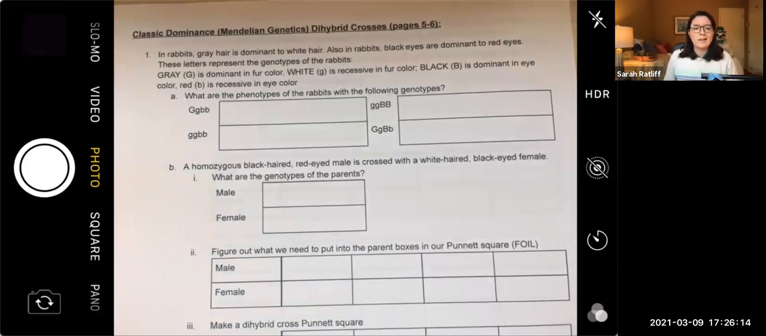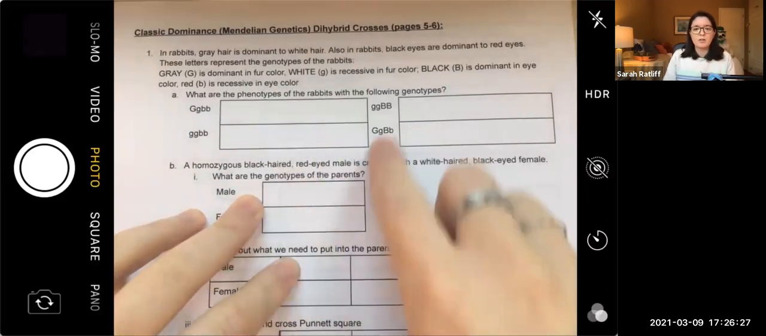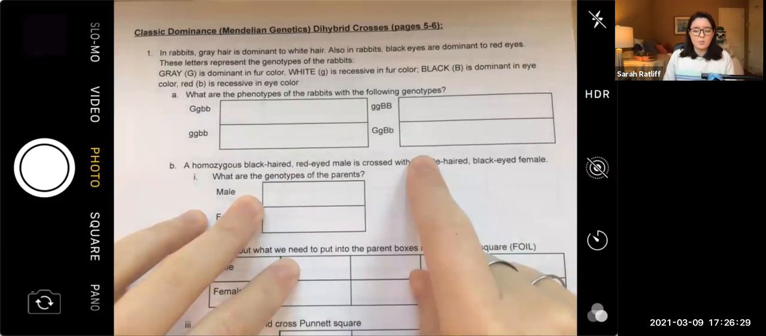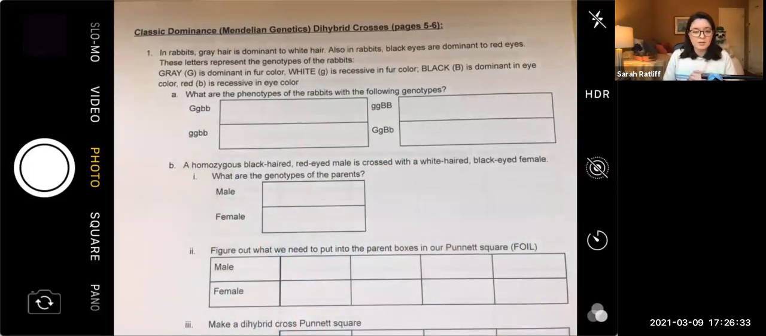Welcome, welcome. This is Classic Dominance Mendelian Genetics Dihybrid Crosses, pages 5 to 6 on that document if you want to follow along with me. I have it printed out on paper. I think it's easier for me to explain what's going on as I'm writing it versus watching me just type stuff. So let's get started. Problem number 1.